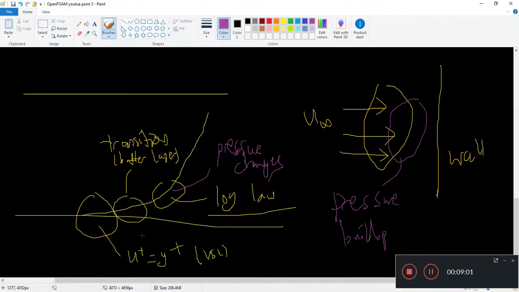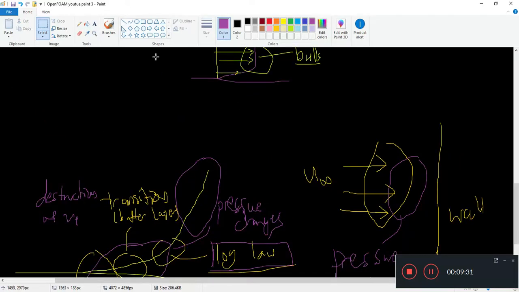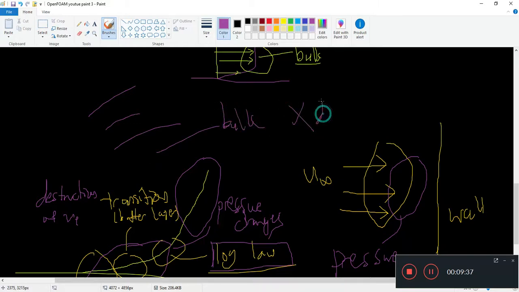We also want it to have a distance from the wall effect, meaning in the log law region or near the wall region, we should have destruction of nu t. The turbulent viscosity should start decreasing near the wall. But away in the main part of the fluid, the bulk region, I don't want it to have a destruction term. I only want it to be near the wall. So how is this done?